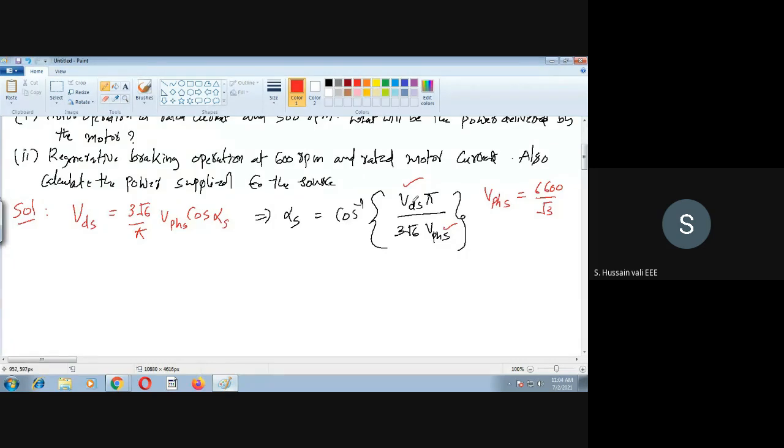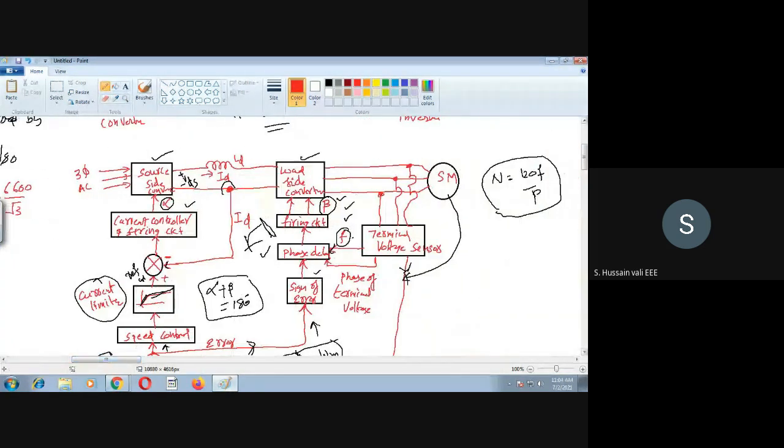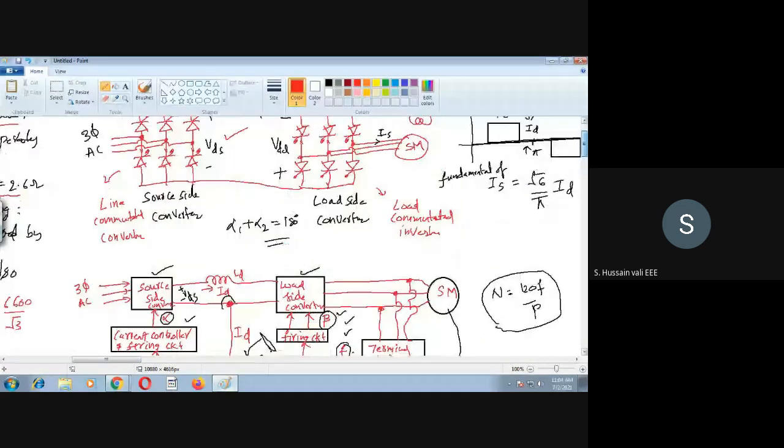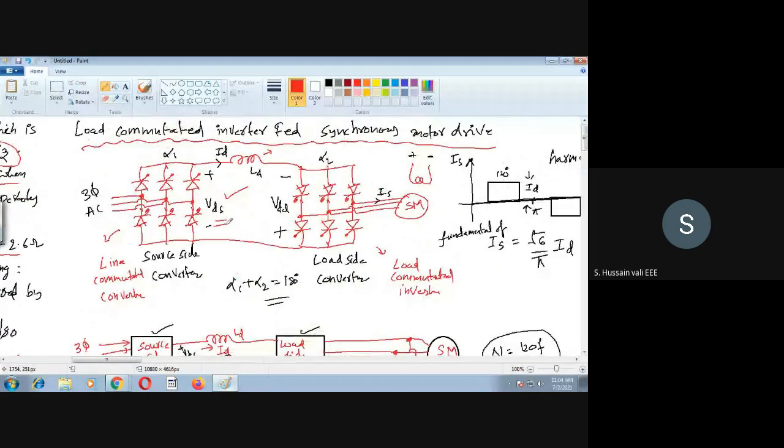Then VDS, we don't know. How do we find out VDS here? So let me go to the circuit diagram. Yeah, this VDS we need to find out. What is the procedure to find out VDS? We have one relationship: we can apply KVL here. We search all these things, then we need to find the alpha. That's what we are doing now.